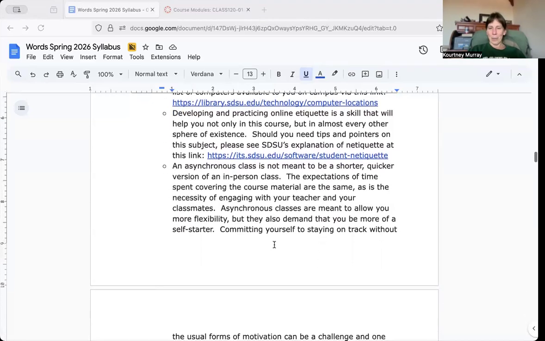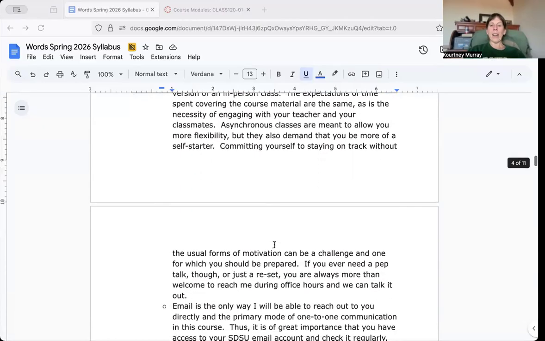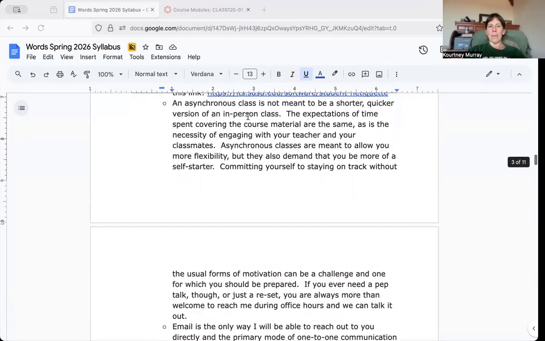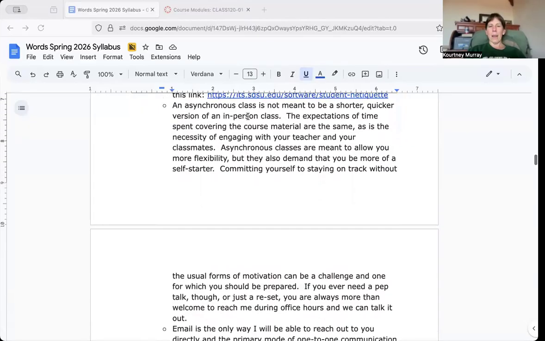And then there's this paragraph about staying on track. This is something I am a little bit less concerned about for this class, just because there's so many ways to catch up. But the idea of this paragraph is that an asynchronous class is not meant to be a shorter, quicker version of an in-person class. It's just the idea that this class does require consistent work.